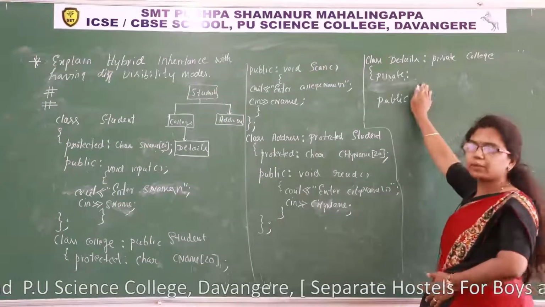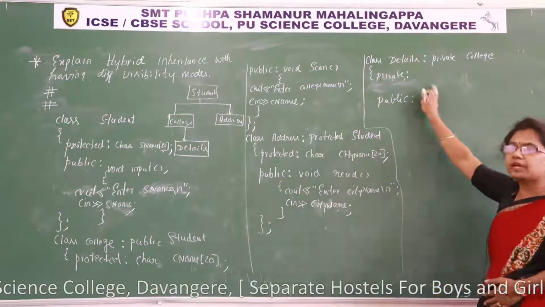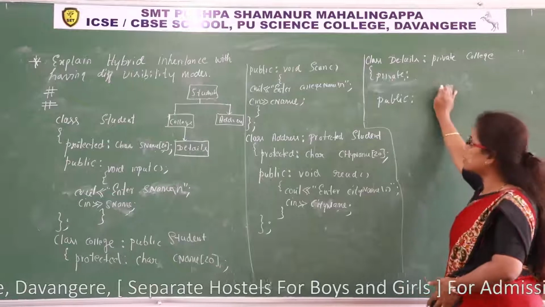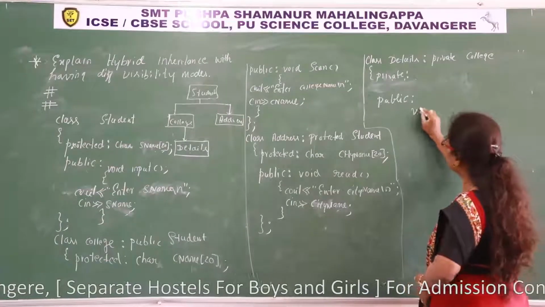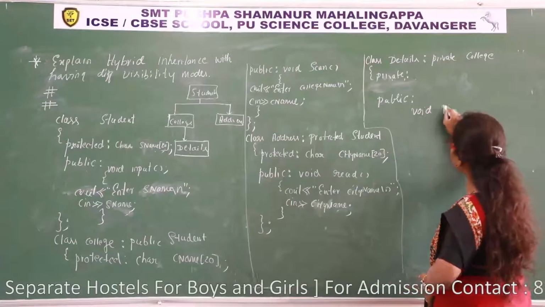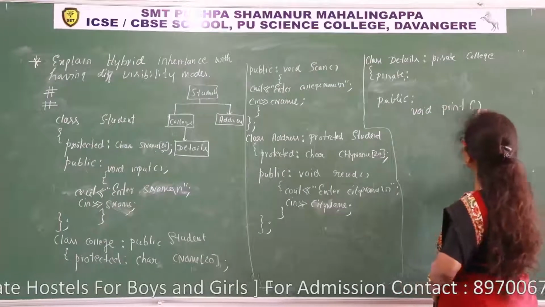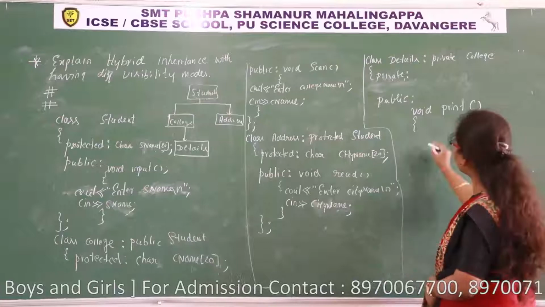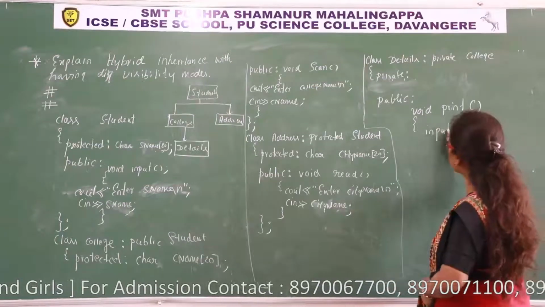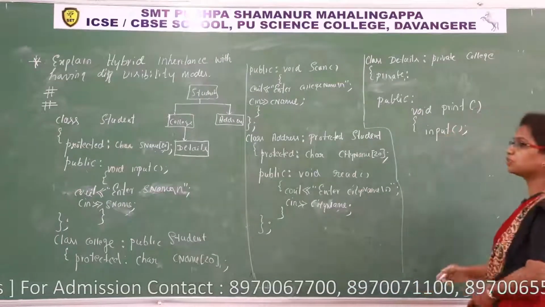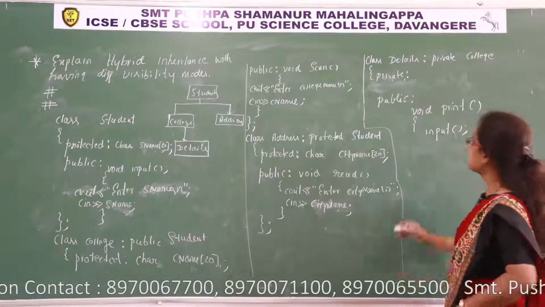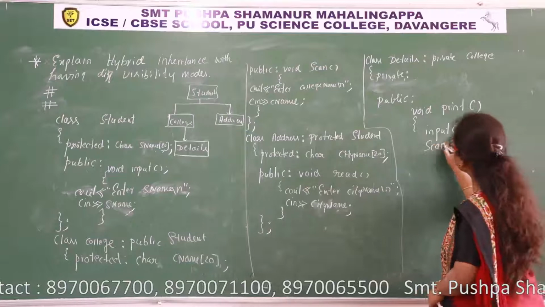Understood? Now how to access a private member? We all know the rule. Private members are accessed through the member function of that class. First I must write a function here, void print. Through this function I have to invoke these functions. I have to call the input function from this function. After that I have to call the scan function.